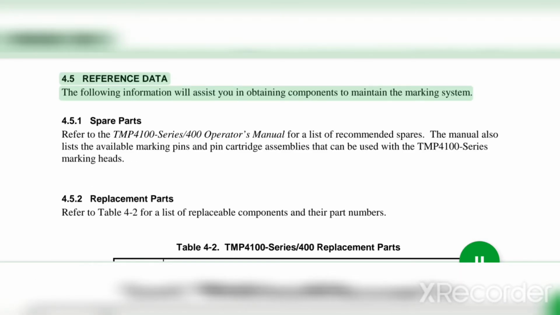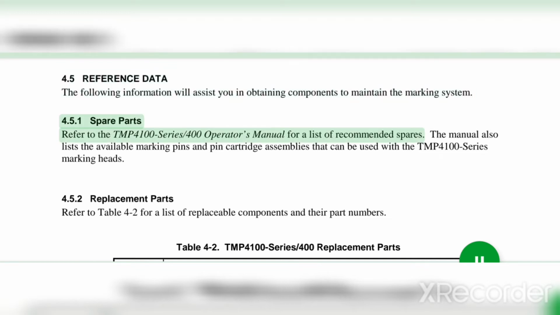4.5 Reference data. The following information will assist you in obtaining components to maintain the marking system. 4.5.1 Spare parts. Refer to the TMP 4100 series/400 operator's manual for a list of recommended spares. The manual also lists the available marking pins and pin cartridge assemblies that can be used with the TMP 4100 series marking heads. 4.5.2 Replacement parts. Refer to Table 4-2 for a list of replaceable components and their part numbers.